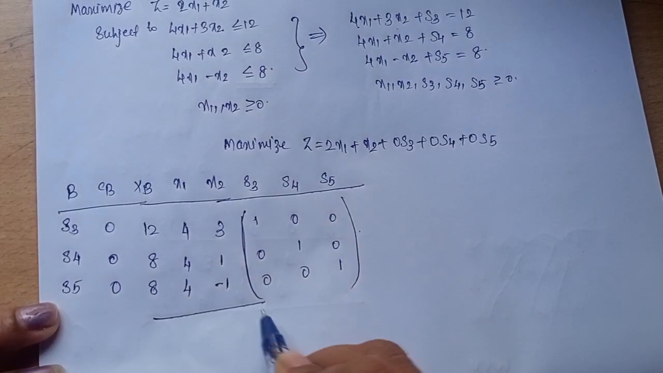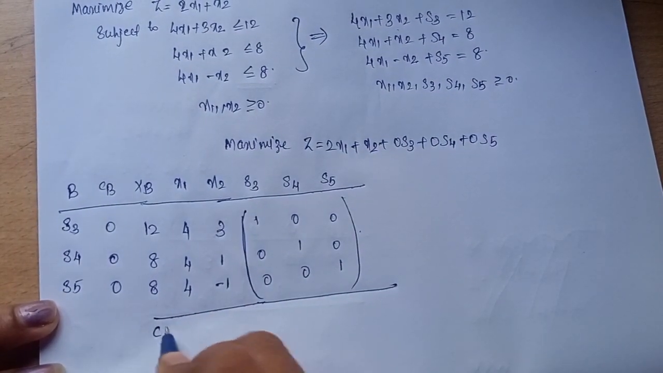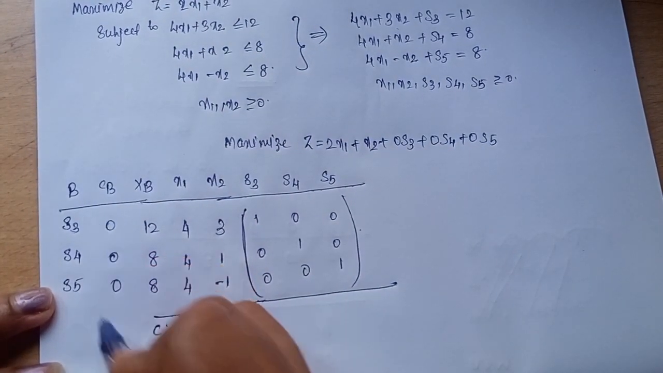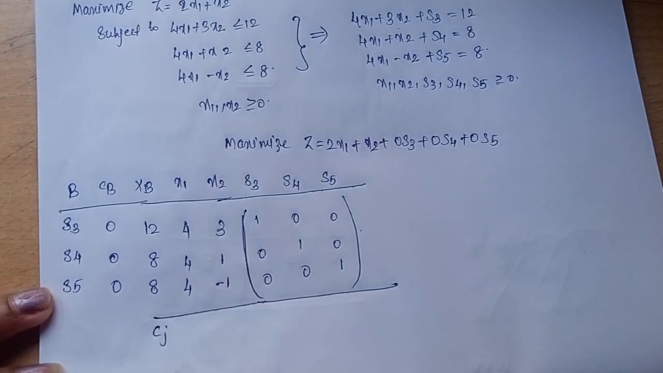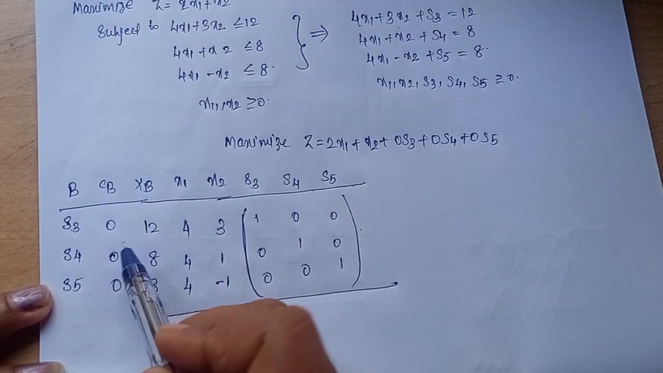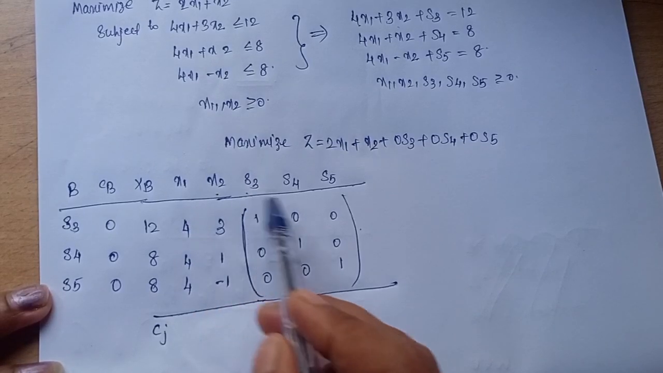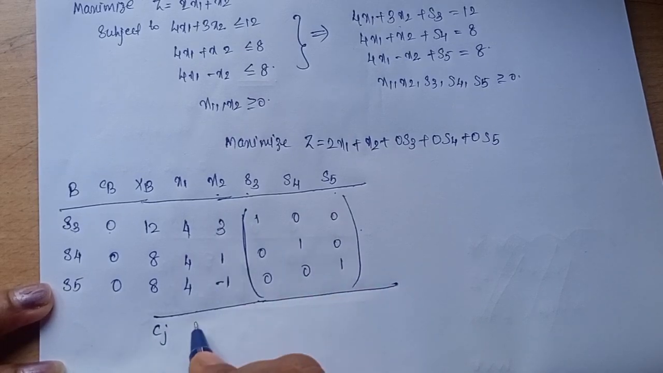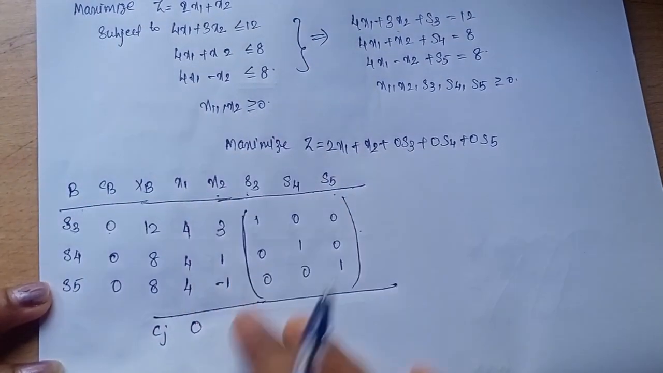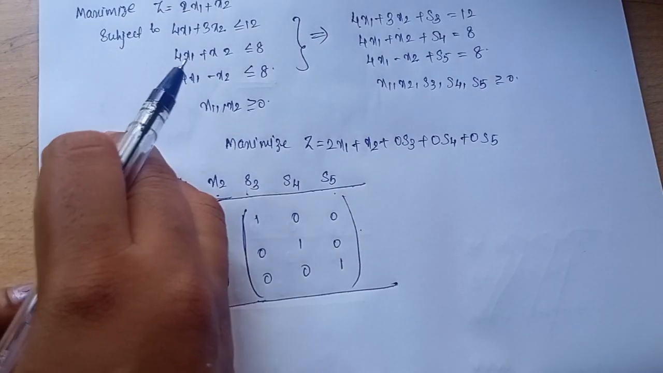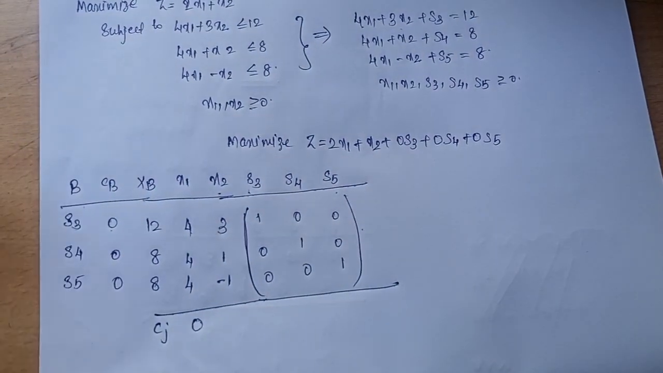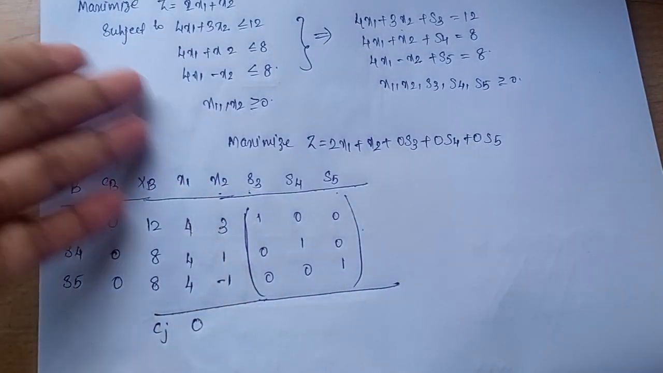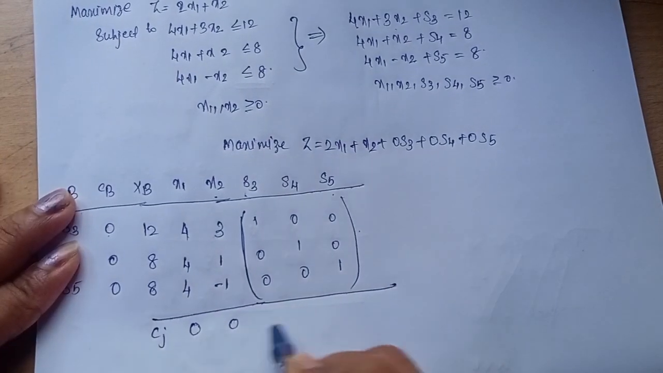Now we are going to find Zj. What is Zj? Here all the elements in Cb are 0. So we know that Zj equals the dot product of Cb with the columns of x1, x2, S3, S4, S5. So this becomes 0 into 4 plus 0 into 4 plus 0 into 4. Since all entries in the Cb column are 0, multiplying with the x1 elements gives 0, and with the x2 elements also gives 0. So all values of Zj are zeros.